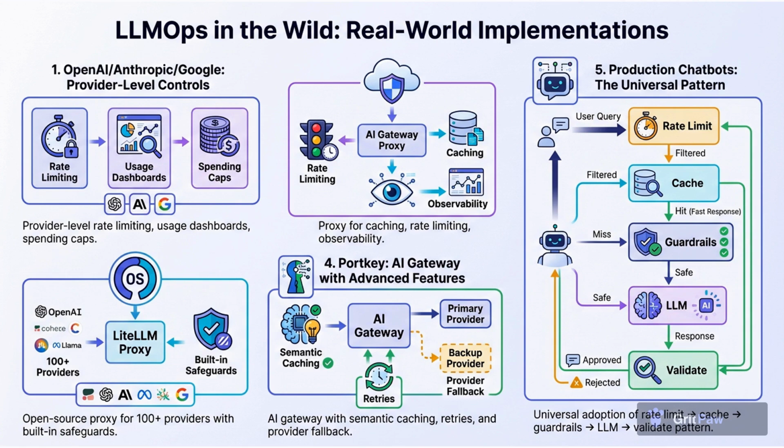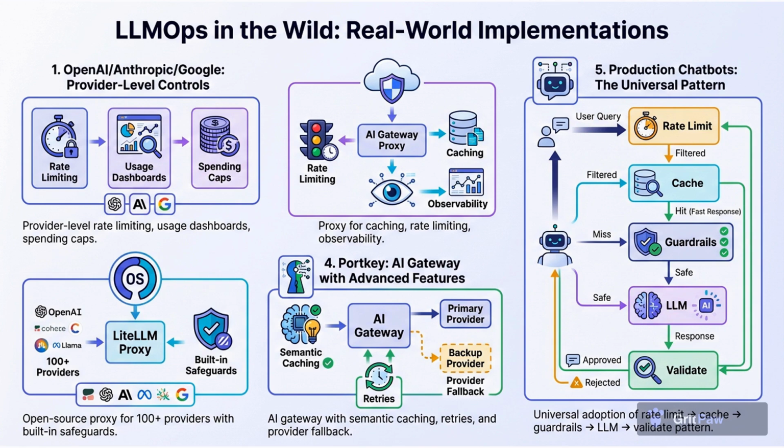And if you look at every production chatbot, whether it's Intercom AI, Zendesk AI, or custom support bots, you'll find the core pattern we've discussed: rate limiting followed by caching, then input guardrails, the LLM call, and finally output validation. This pattern is universal because it directly addresses the fundamental challenges of deploying generative AI reliably and responsibly. These in-the-wild examples confirm that the practices we've learned are industry standards, critical for success.